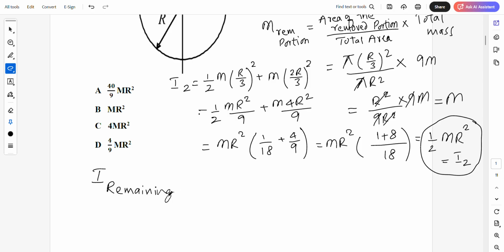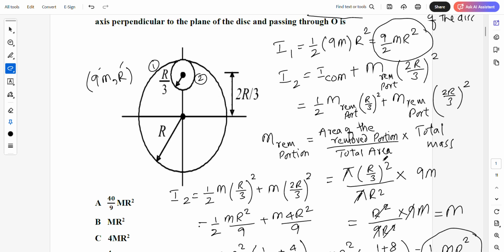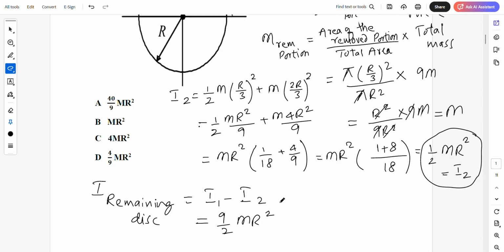The remaining disk is equal to I1 minus I2. That is it. I1 is 9 by 2 mr square, that is given here. Minus how much is I2? Minus 1 by 2 mr square.